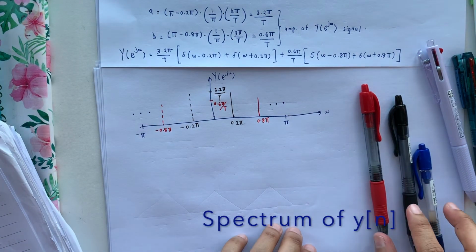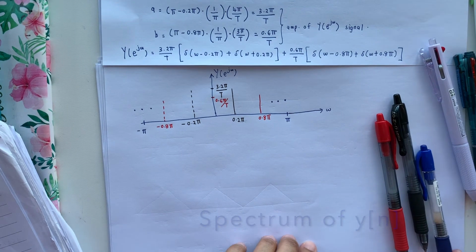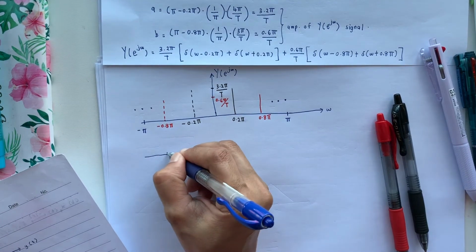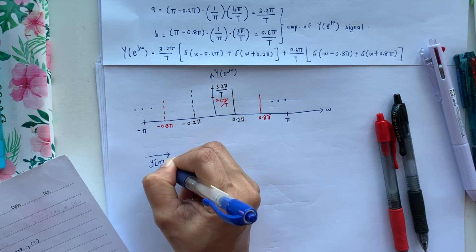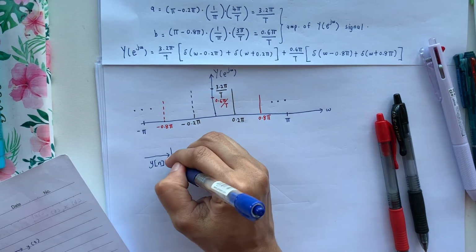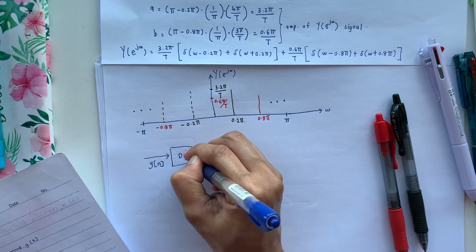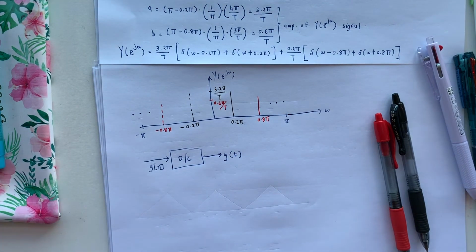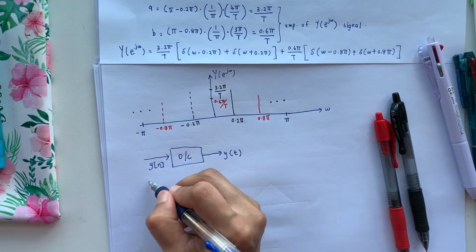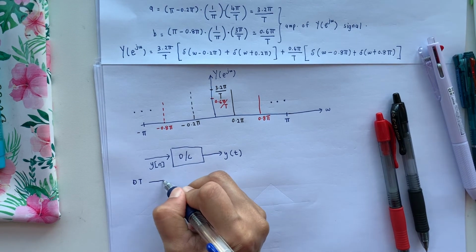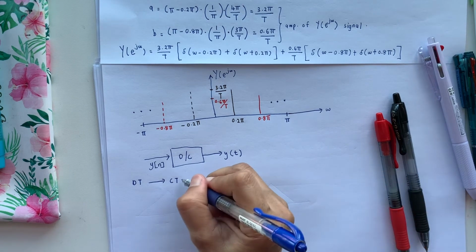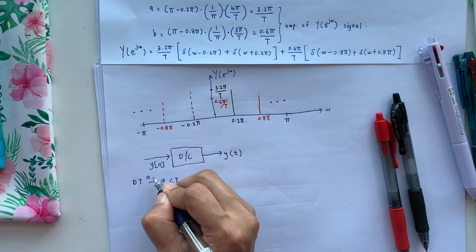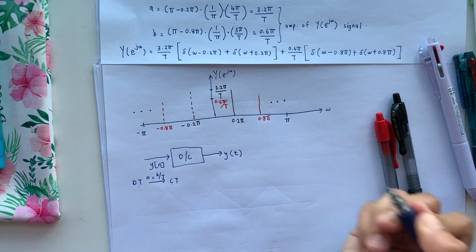Then for Y(e^{jω}), we want to find y[n]. This is our y[n]. Next it goes to another converter to find y(t). Again, you have a converter. This time you need to convert from discrete time to continuous time, so you have to replace your n with t over T, capital T.